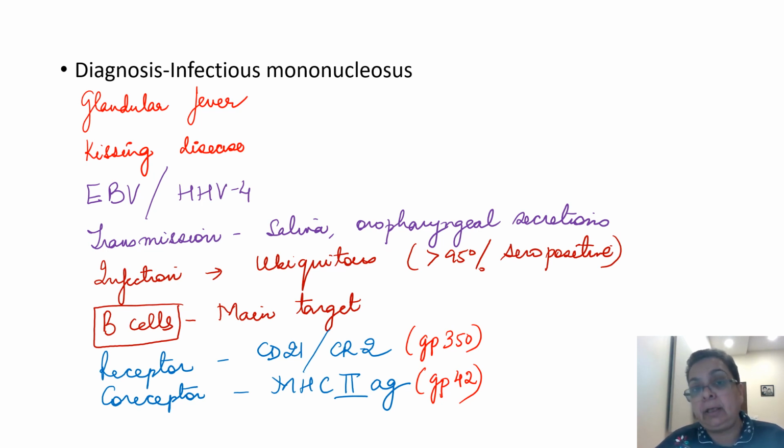And what is the main target for the Epstein-Barr virus? It is the B cell. Very important to remember, what is the receptor for Epstein-Barr? It is CD21 or complement receptor 2. So the glycoprotein 350, which is present on the surface of the Epstein-Barr virus, binds to the CD21. What is the co-receptor for EBV? It is the MHC class 2 antigen. So the glycoprotein 42 binds to the MHC class 2, helping in the entry of the virus into the B cells. Okay, so main targets are the B cells.